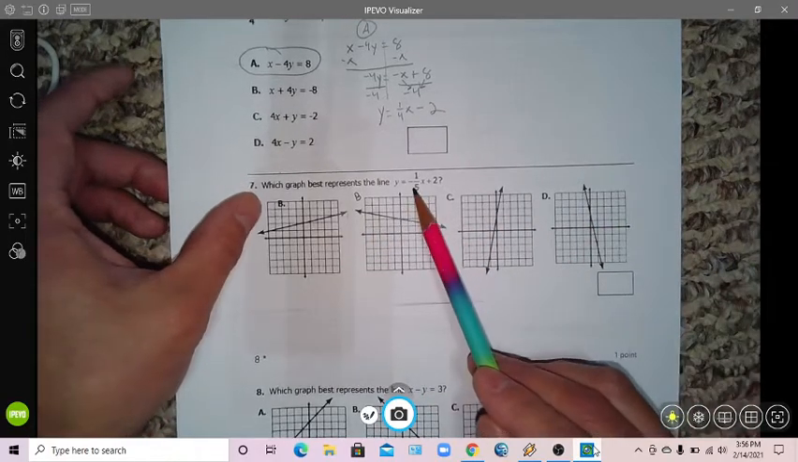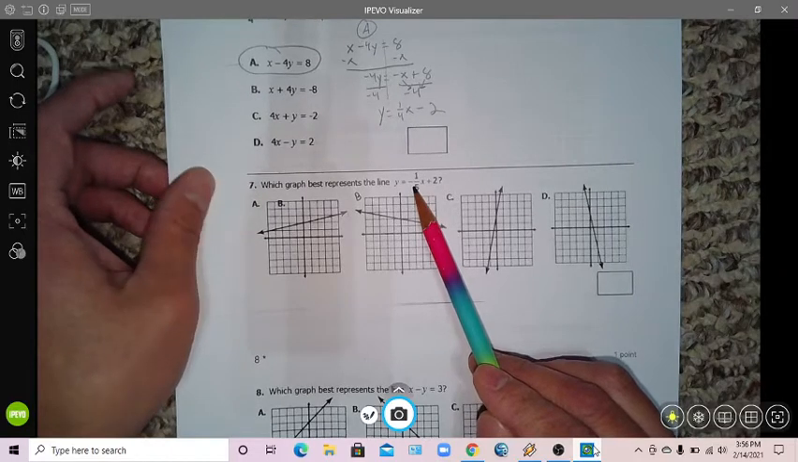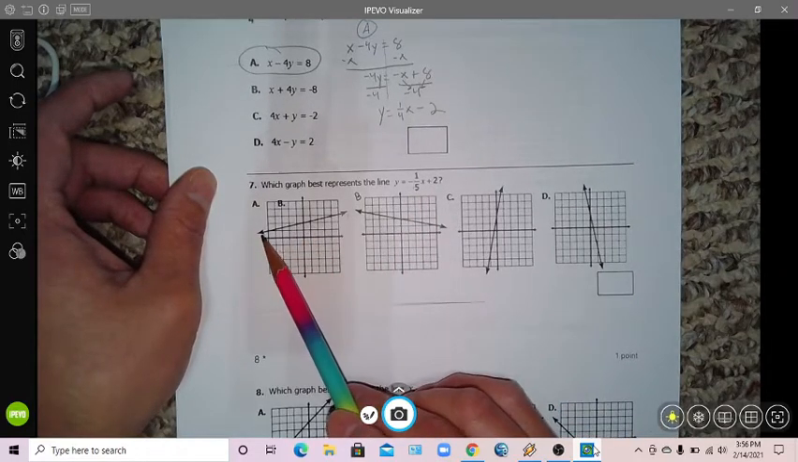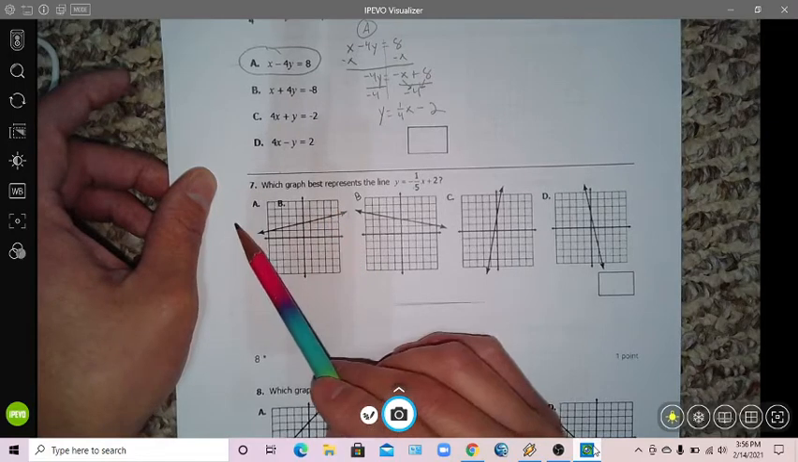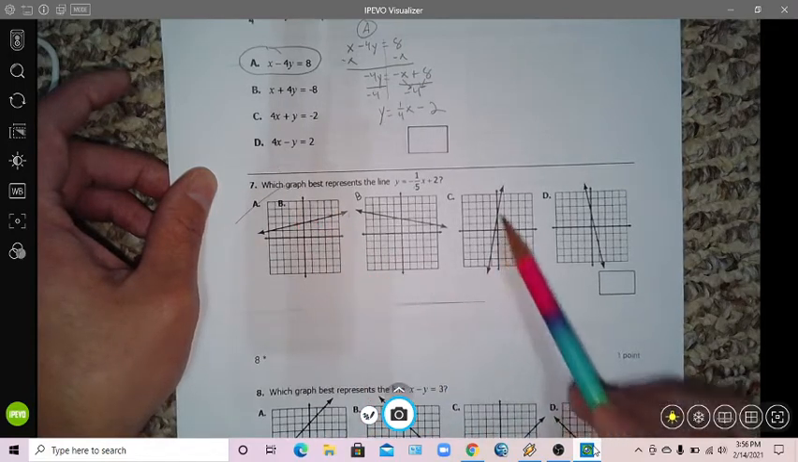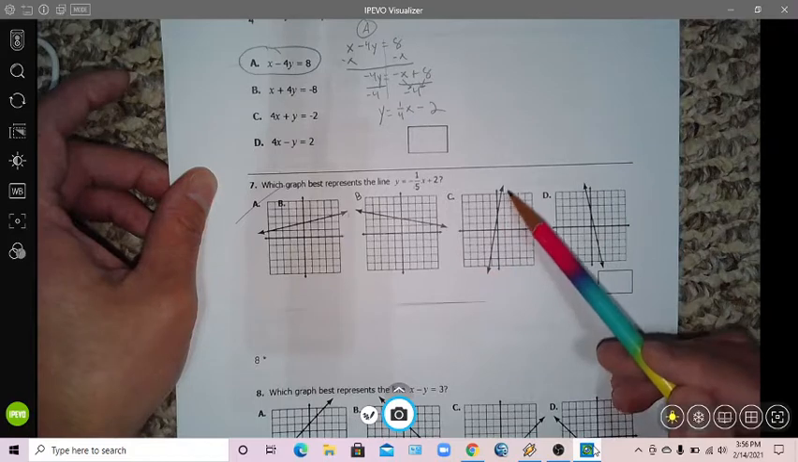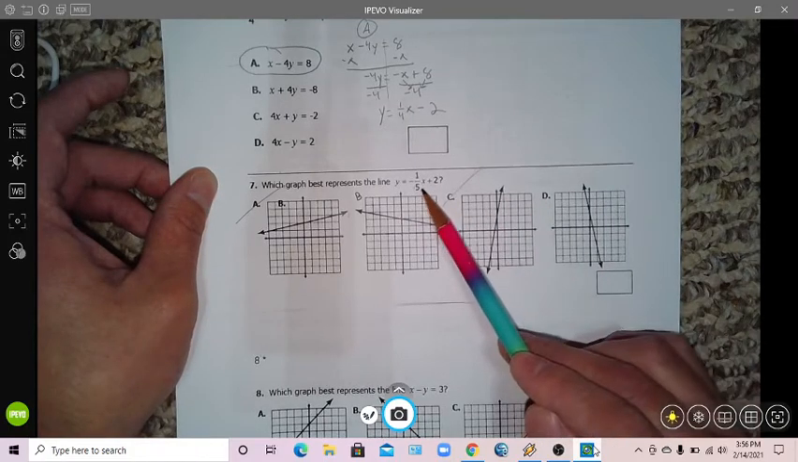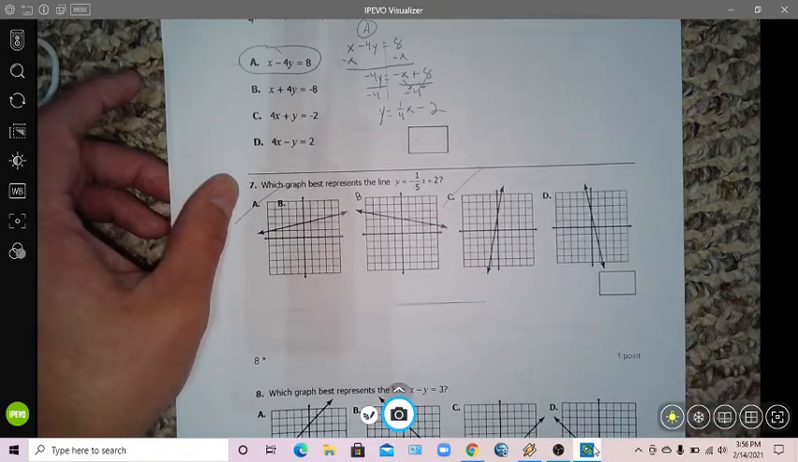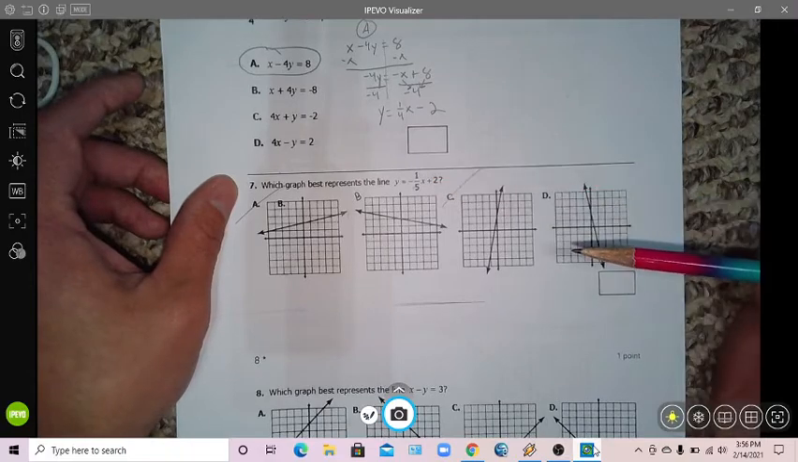Alright, the slope is negative, so left to right, the line should be going down. If you look at A, left to right, the line's going up. It's definitely not A. And also C, left to right, the line is going up. I want the line going down, left to right. The slope's negative, so the rise over run is 1/5.